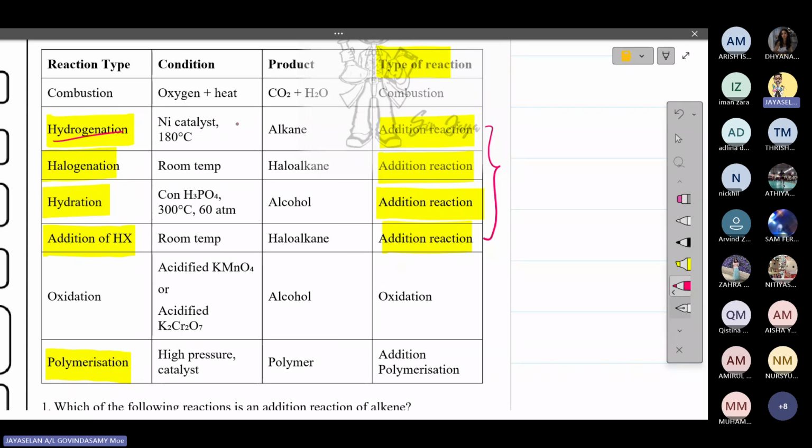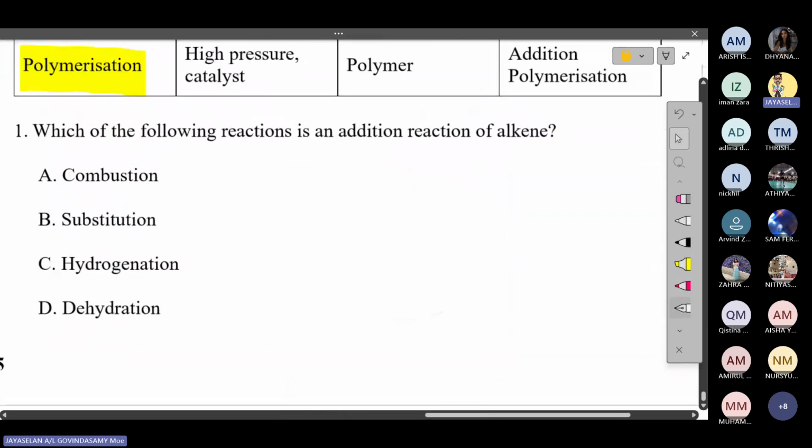Hydrogenation, you add what? Hydrogen gas, okay, condition given. Halogenation, you add halogen. Hydration, you add steam. Steam is water. Addition of hydrogen halide, you add HCl, HBr like that. Addition reaction. See this question.